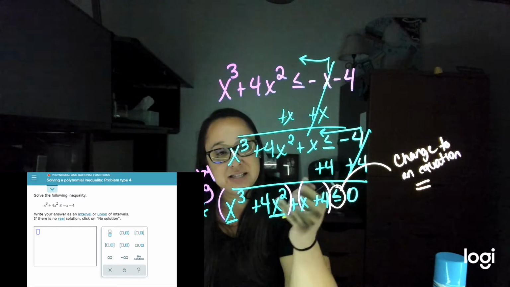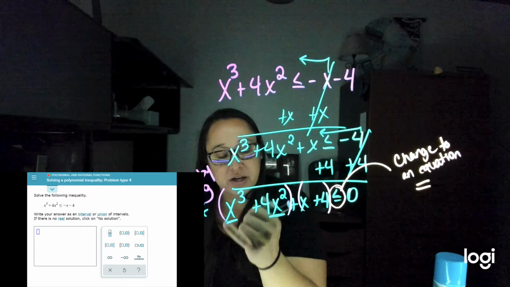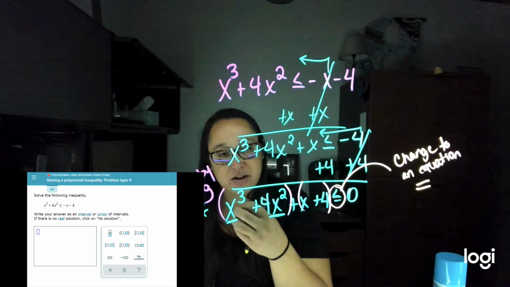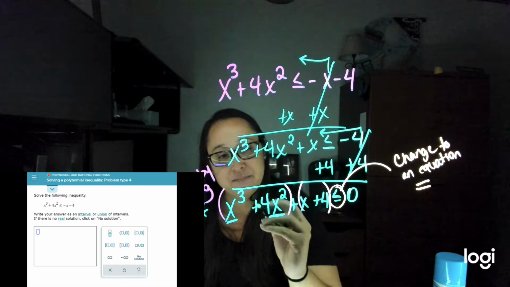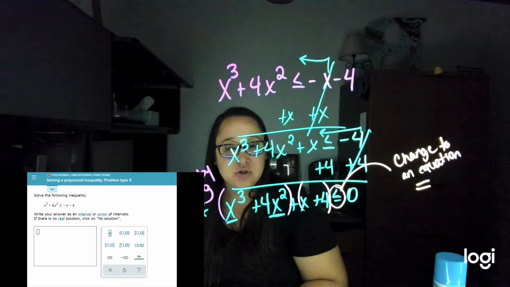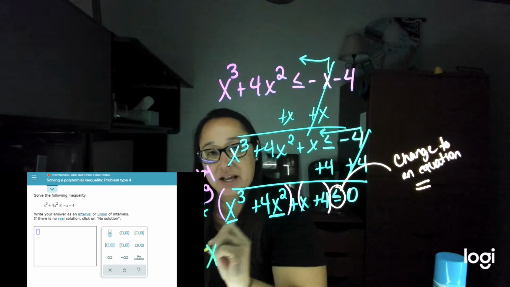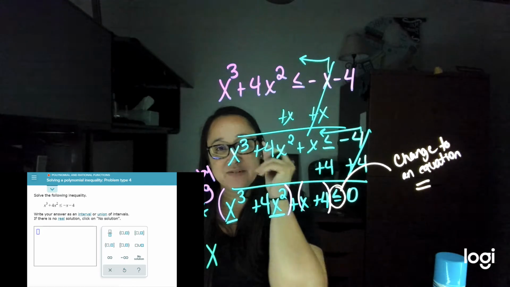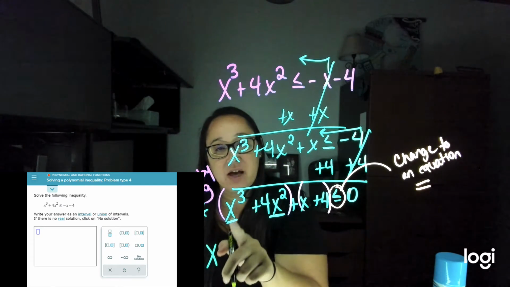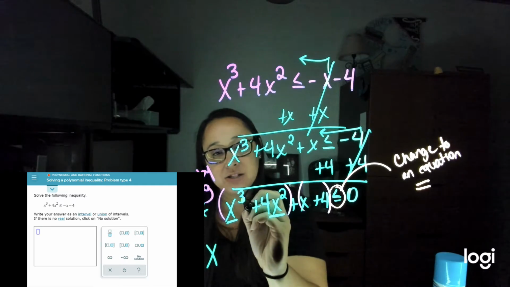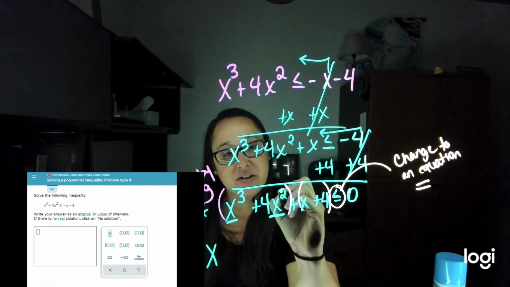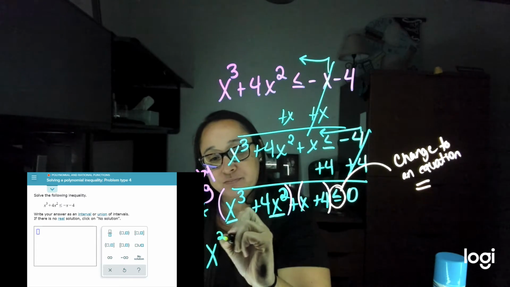What I see is that I have a 4 here, I don't have a 4 there, so I don't really have a numerical factor, a number that I can factor out. But what I see is that I have an x cubed and an x squared. Okay, so it looks like I may be able to factor an x out. But what you want to do is factor out the lowest degree of that variable, meaning I have an x cubed here, I have an x squared there. What we want to do is factor out this x squared.